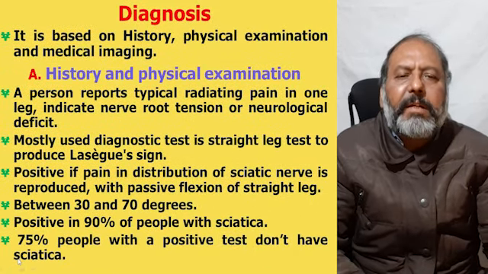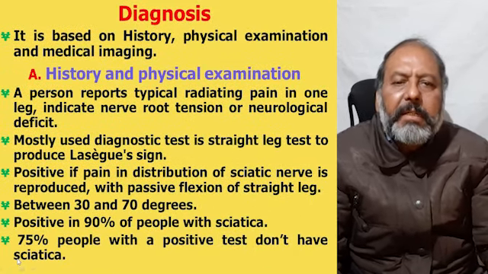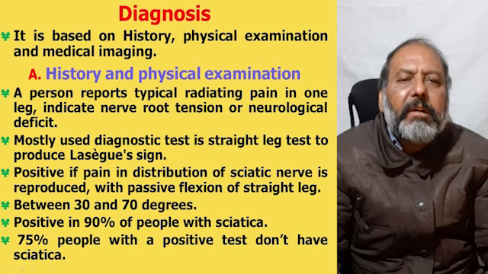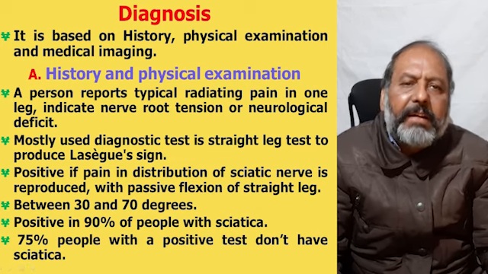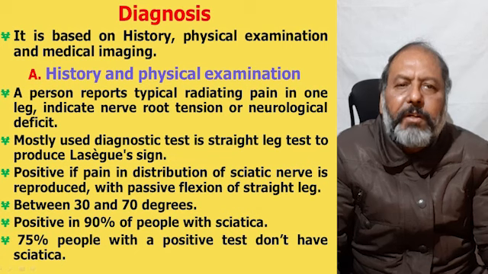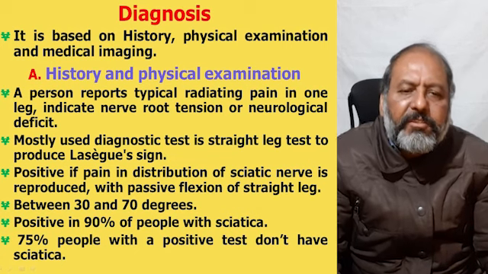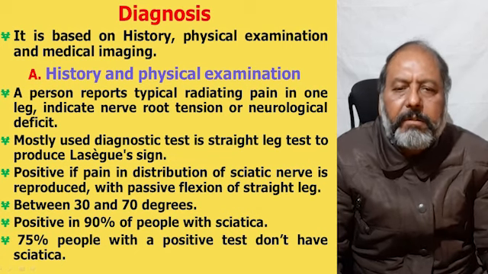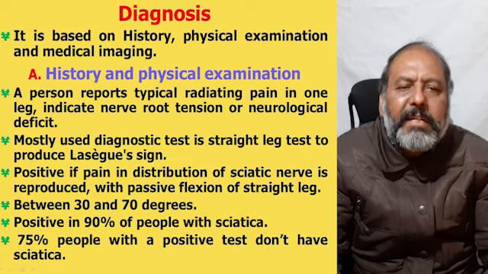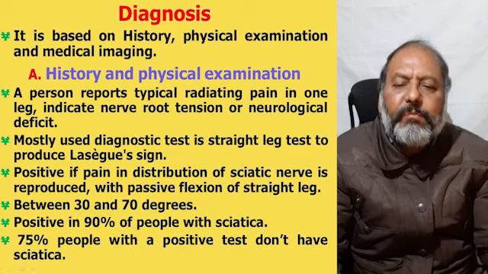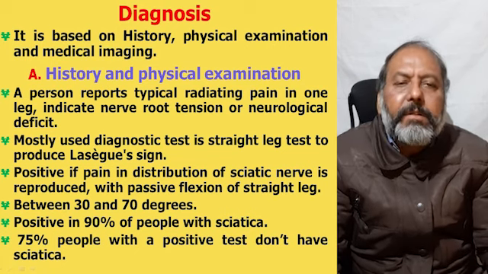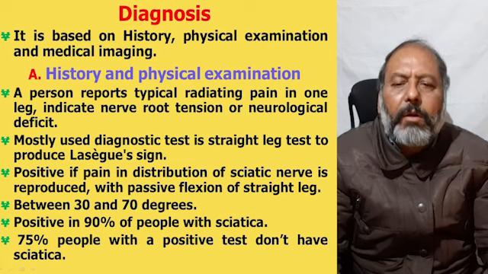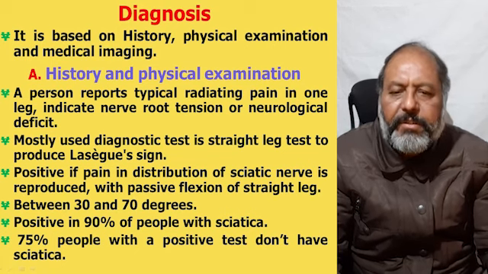Now, coming to the diagnosis of sciatica, it is based on history, physical examination, and medical imaging. First, we will discuss the history and the physical examination. A person reports typical radiating pain in one leg, indicating nerve root tension or a neurological deficit.